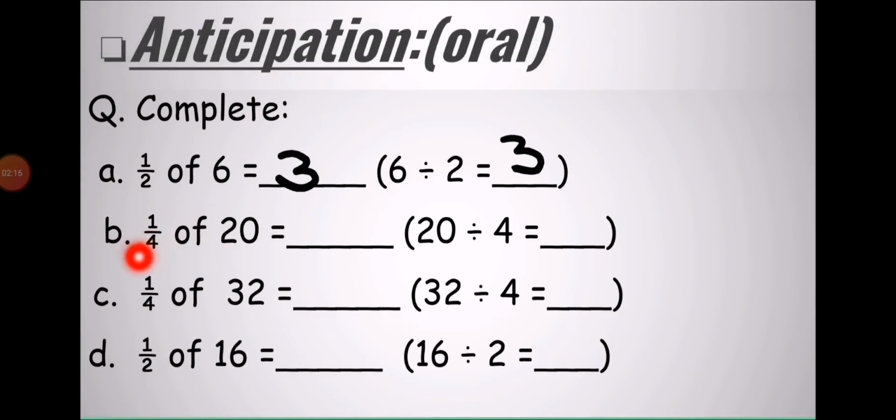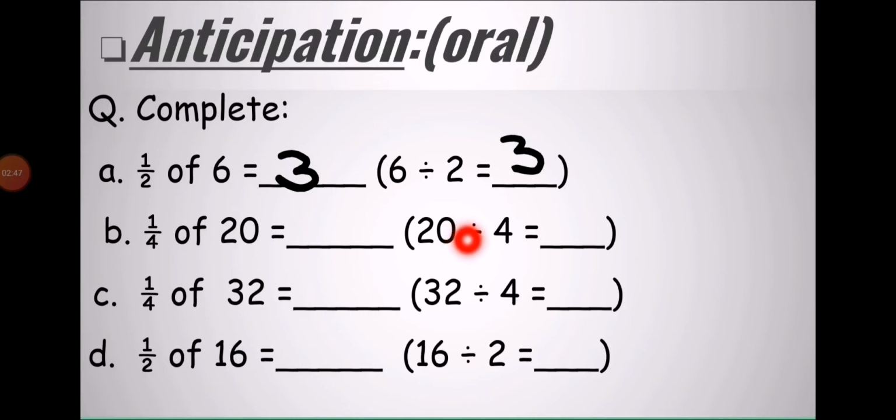Now B part. 1/4 of 20 is equal to dash. 20 divided by 4 is equal to dash. 1/4 is also called a quarter. 1/4 of 20. It means we are putting 20 into 4 equal parts, or we are dividing 20 into 4 equal parts. So for this, we will read 4 times table to find out for how many times 20. And you will get the 1/4 of 20.